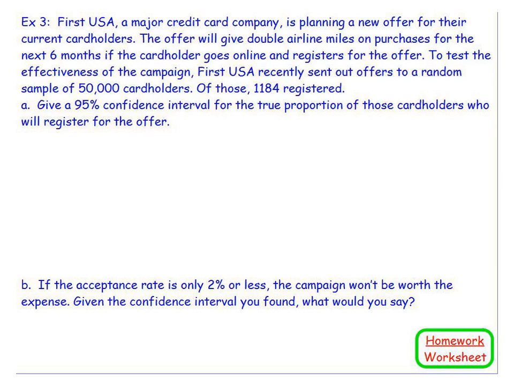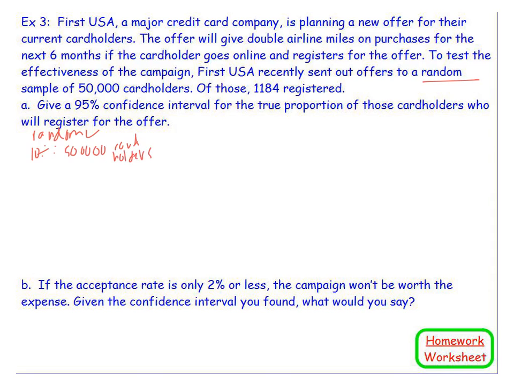So we have got some work to do here. The first thing we need to do is check our conditions. So what's our first condition? It's always random. So random, and there's the word random. We're good to go. 10%. Well, 50,000, tack on another zero, we're at 500,000. Do you think there's 500,000 credit card holders out there? I would probably say so. So we're going to say that is a safe assumption.